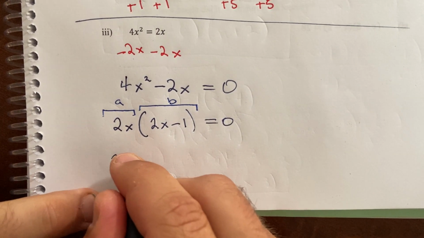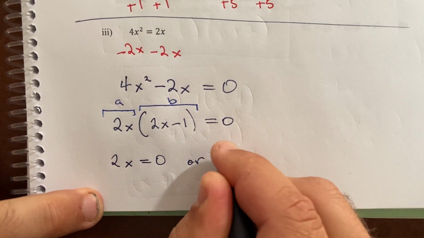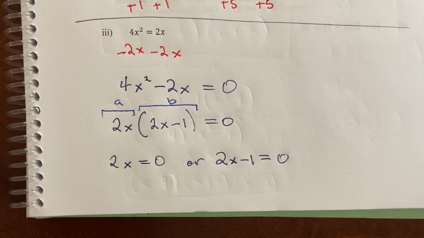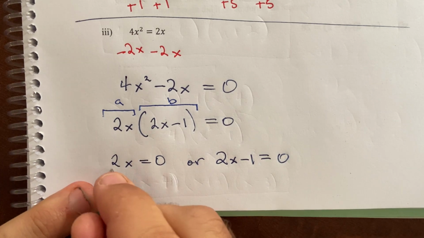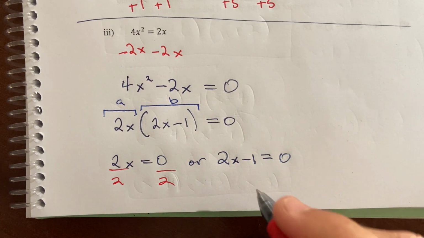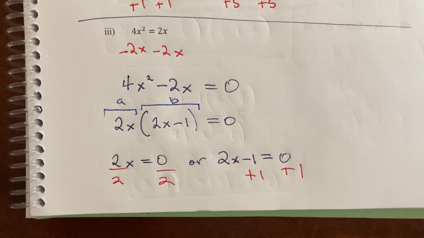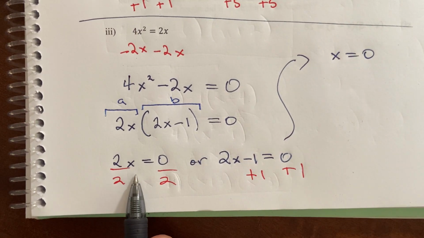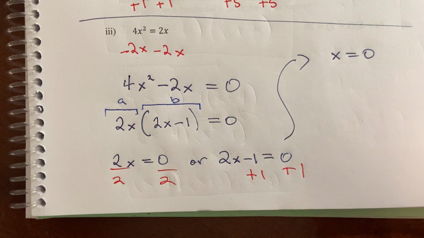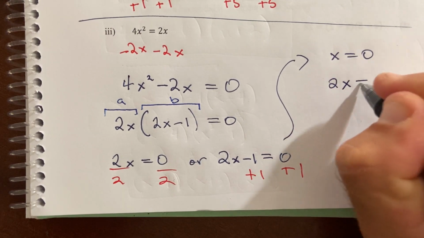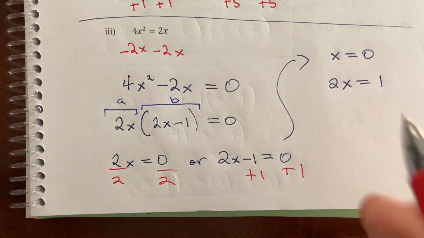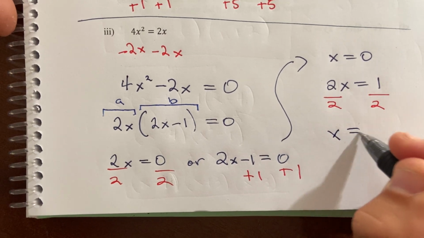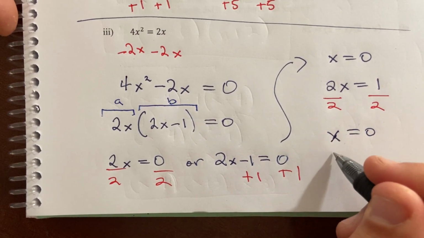So I can set 2x equal to 0 or 2x minus 1 equal to 0 and solve those. So divide by 2, add 1. So I get x equals 0. Right? 0 divided by 2 is still just 0. And then on this one, we have 2x equals 1 and divide by 2. So we're getting x equals 0, and then from this one, we're getting x equals a half.